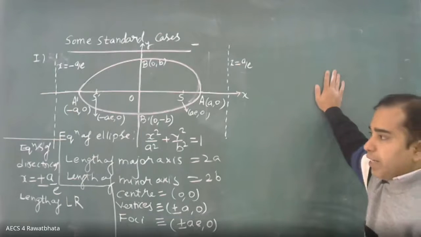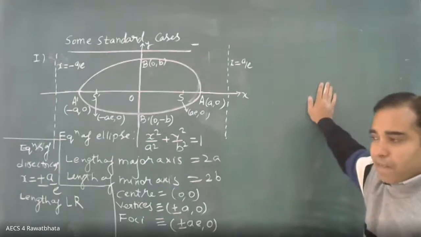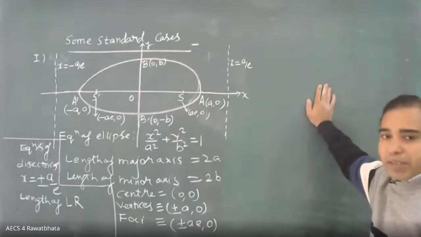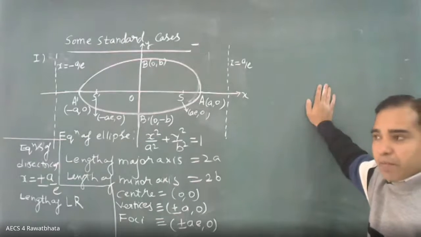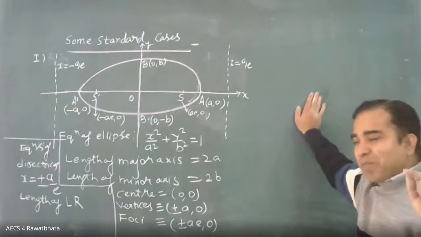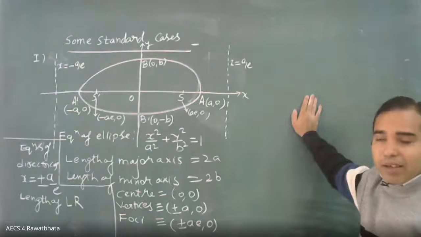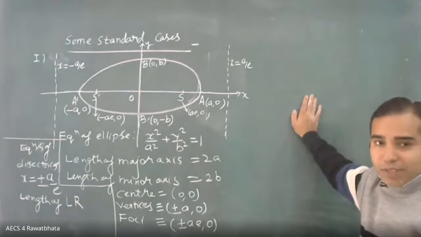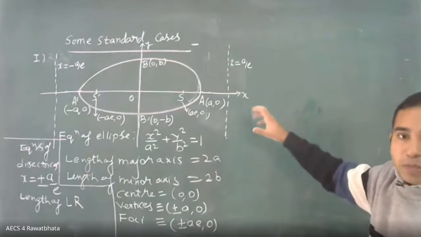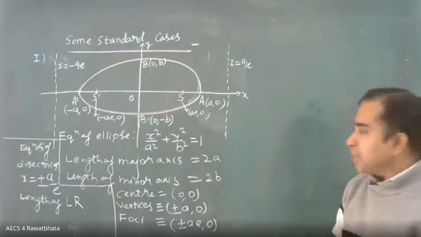Neha, what is lattice rectum? Sir, it is a line segment perpendicular to the axis of parabola through the focus. Through the focus, yes. Both things are there, right Piyush? You missed perpendicular. Yes, sir. Both things: it should be a chord perpendicular to the axis and passing through focus. Here in ellipse, it is perpendicular to x-axis and passing through focus.